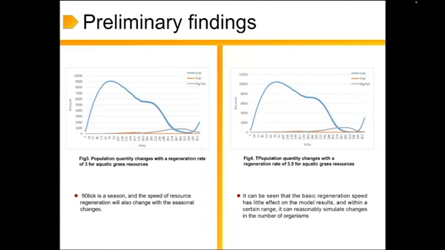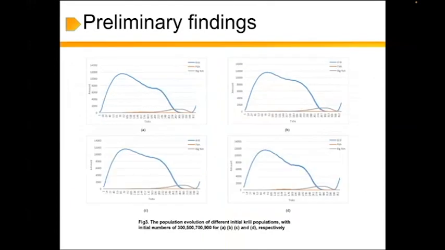The following displays the population changes under various initial population conditions, revealing a stable variation in the results, and it almost keeps stable in these four different charts. And these four different charts are the population evaluation of different initial numbers from 300 to 900.